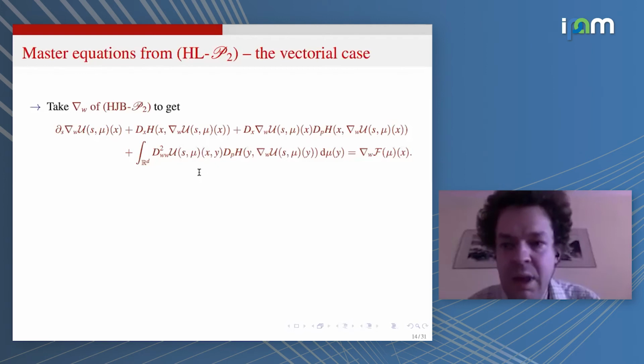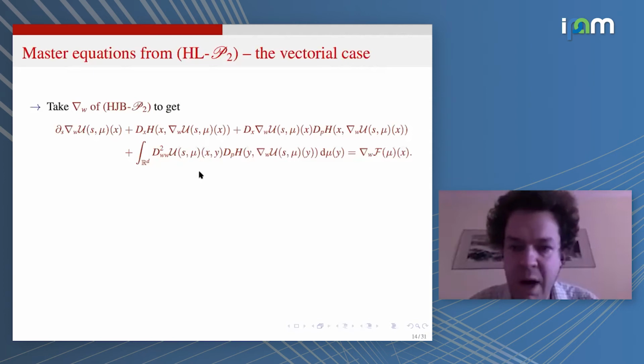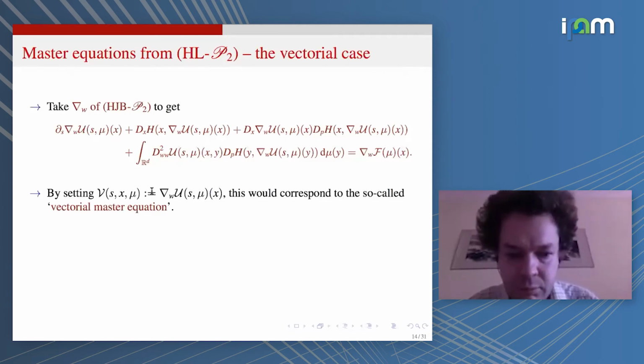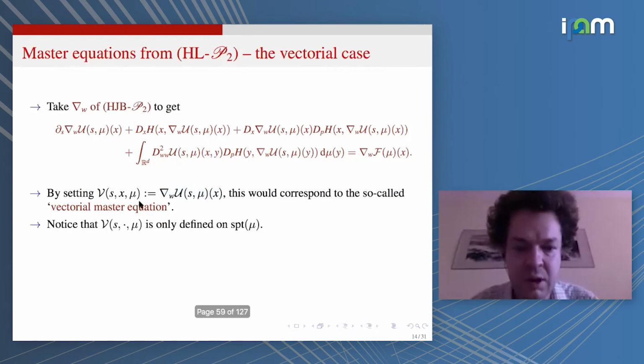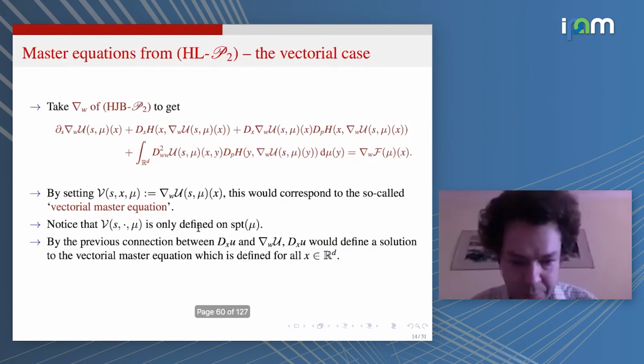And I would like to make very clear that this is not the same as the scalar master equation. There are huge differences between the two equations. In particular, if we have this gradient set to be a function, then that function solves this vectorial master equation. And in this scenario, we also have that in general this is not defined outside of the support.